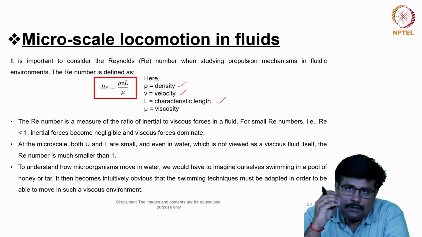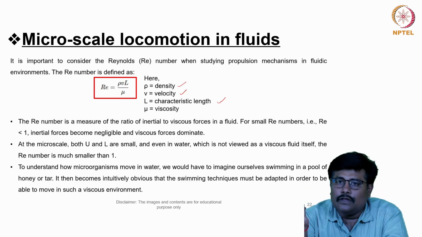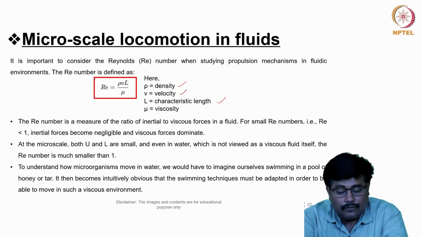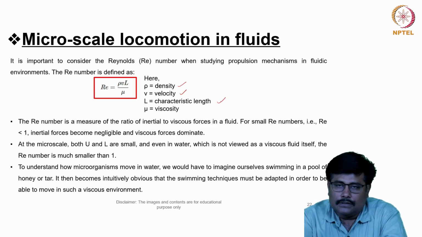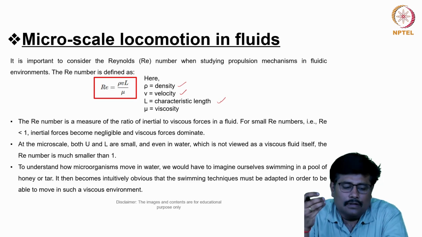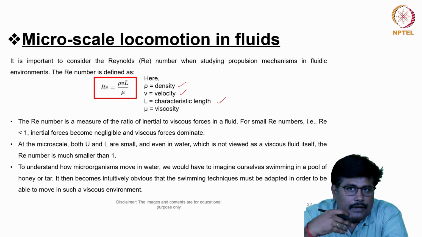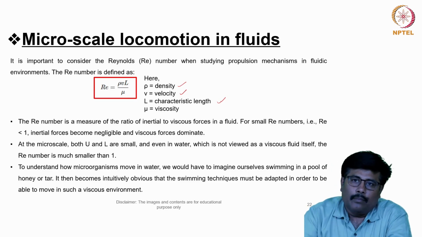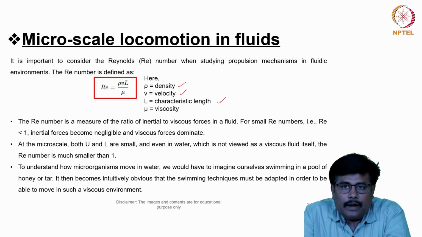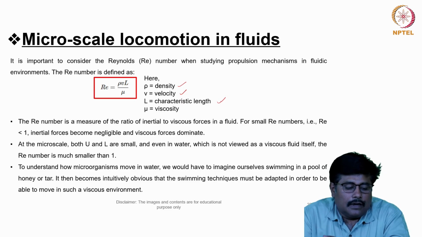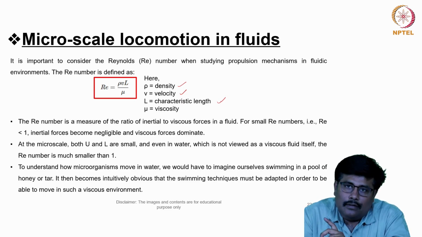The Reynolds number is a measure of the ratio of the inertial to viscous force in a liquid. For a small Reynolds number, that is a Reynolds number less than 1, the inertial forces become negligible and the viscous force ideally dominates. At a micro scale, both U and L are small, and even in water, which is not viewed as a viscous fluid itself, the Reynolds number is much smaller than 1.